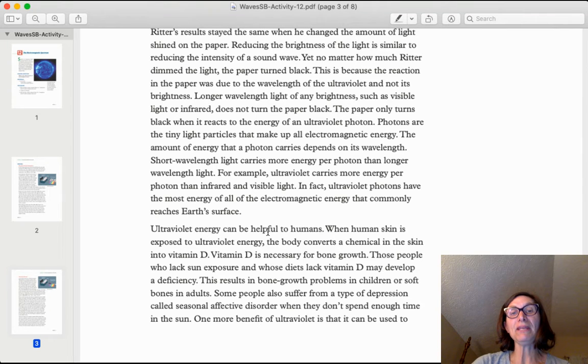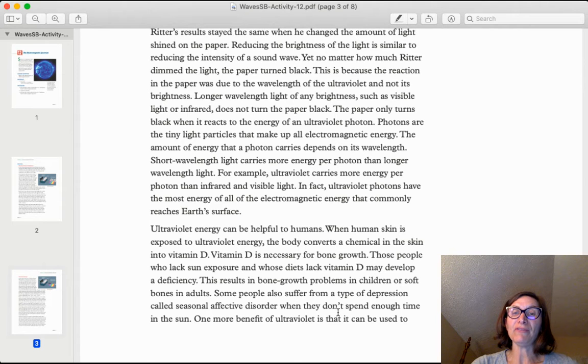Ultraviolet energy can be helpful to humans. When human skin is exposed to ultraviolet energy, the body converts a chemical in the skin into vitamin D. Vitamin D is necessary for bone growth. Those people who lack sun exposure and whose diet lacks vitamin D may develop a deficiency. This results in bone growth problems in children or soft bones in adults. Some people also suffer from a type of depression called seasonal affective disorder when they don't spend enough time in the sun.